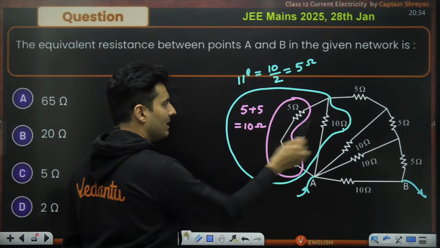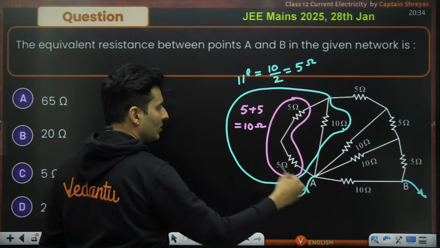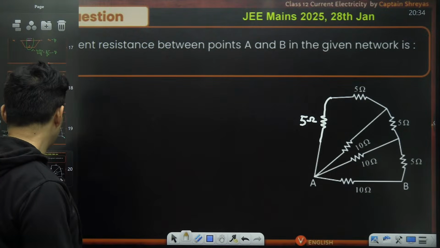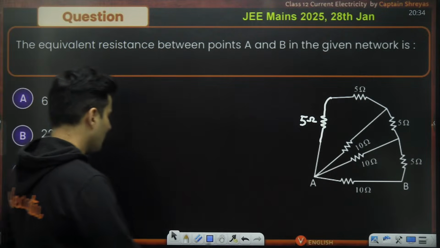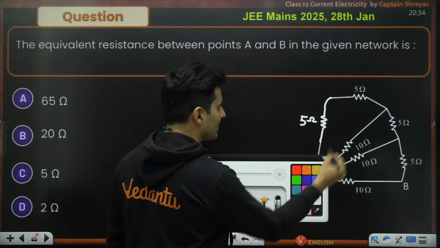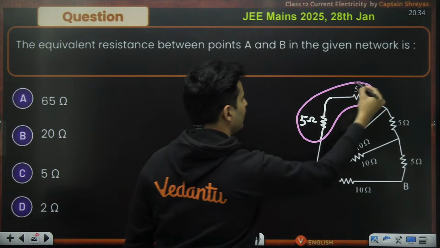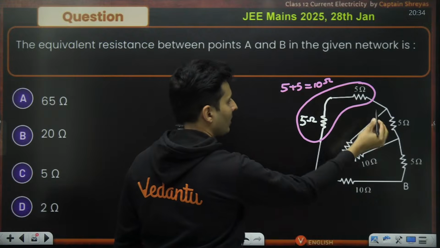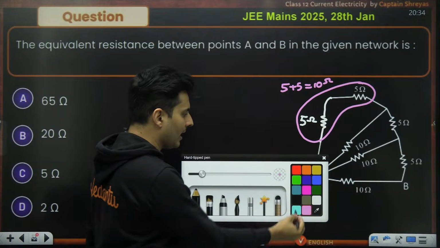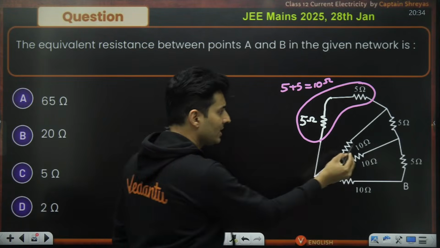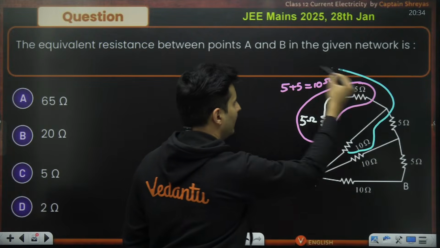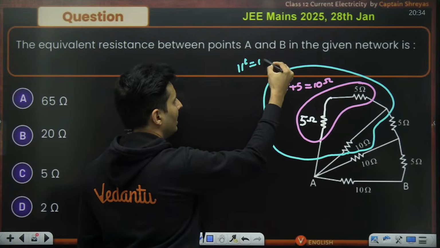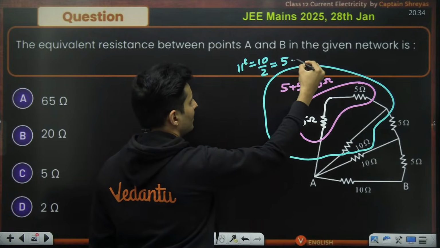5 plus 5 was 10. 10 and 10 were in parallel, so 5. So this entire thing is basically 5 ohms. Now observe carefully. You will again realize that these two 5s are again in series. So 5 plus 5 is again 10 ohm. And this 10 and this 10 are again in parallel. Can you see that, my dear students? In parallel, it will just become 10 by 2, which is again just 5 ohms.